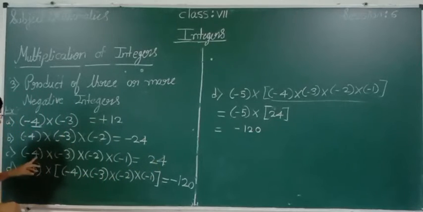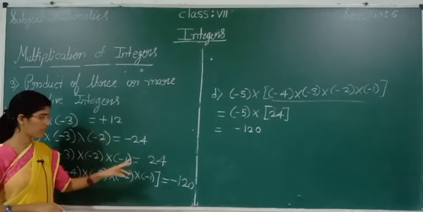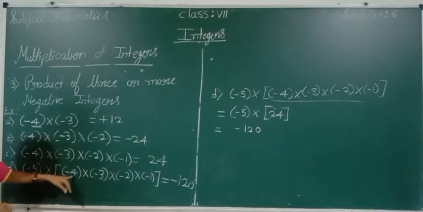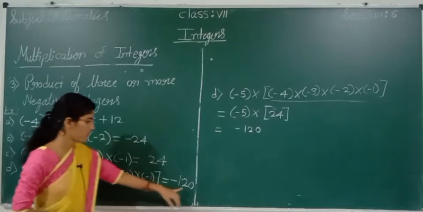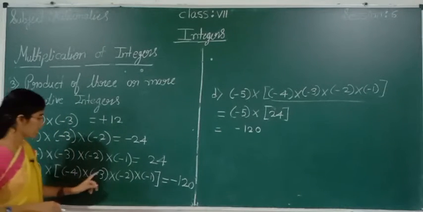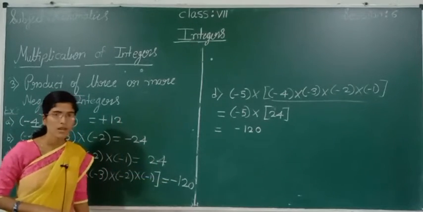Okay. Afterwards count the negative integers: 1, 2, 3, 4. 4 is an even number. Therefore, it will come plus. Here 5 4s are 20, 20 3s are 60, 60 2s are 120, 120. Okay. How many negative integers are there? 1, 2, 3, 4, 5. 5 is an odd number. Therefore, it will come minus.